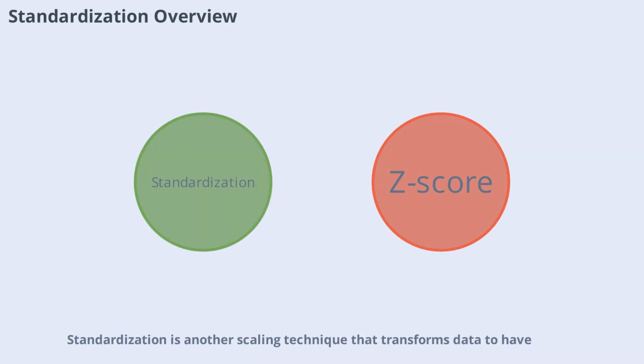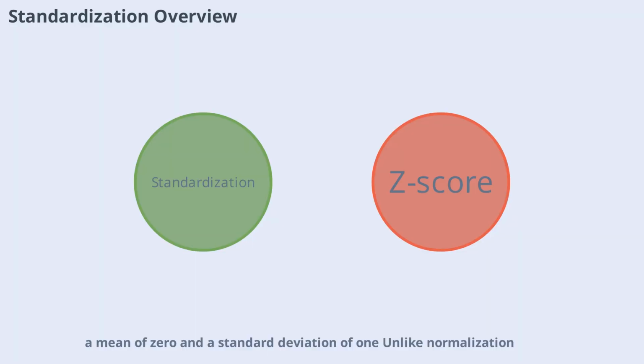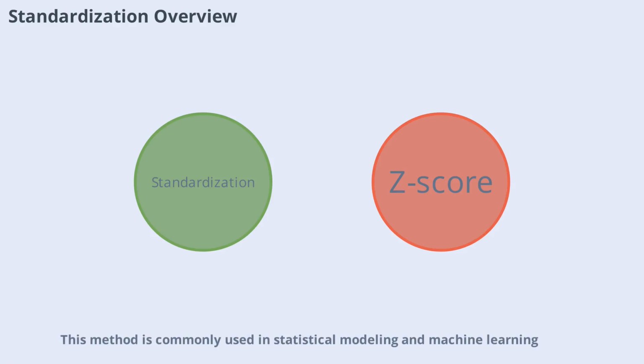Standardization is another scaling technique that transforms data to have a mean of 0 and a standard deviation of 1. Unlike normalization, which scales data to a fixed range, standardization centers the data and adjusts for variance. This method is commonly used in statistical modeling and machine learning, especially when features have different units or distributions. Standardization helps algorithms converge faster and perform better.